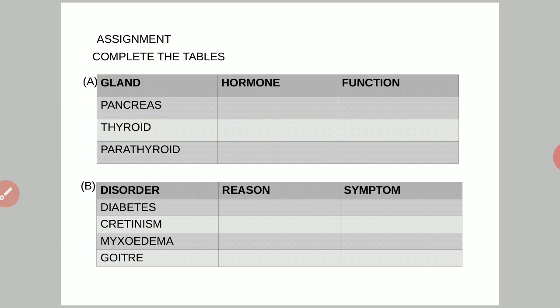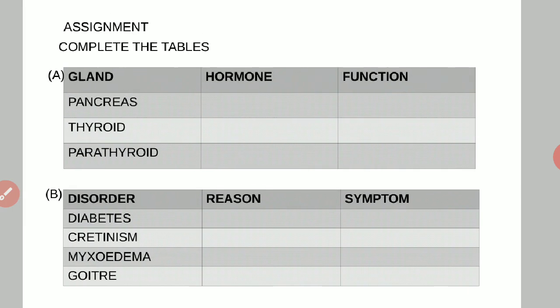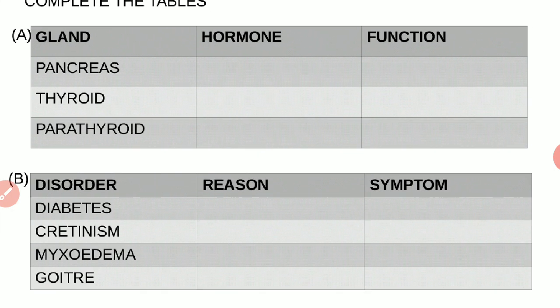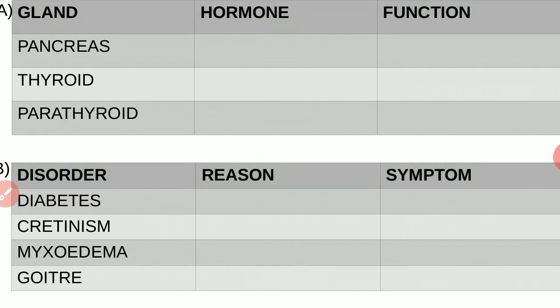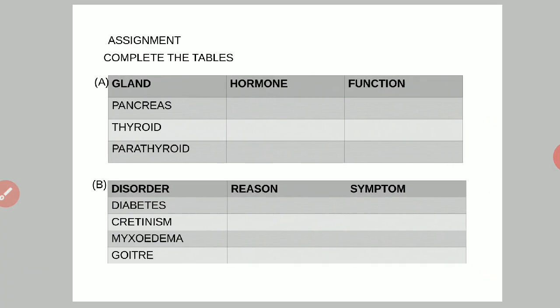There is an assignment. You complete this table, the table shown on the screen. The gland, hormone and function are given. The glands which we learned are pancreas, thyroid, parathyroid. You make a table in the notebook. Then disorder related. The disorders which we learned till now are diabetes, cretinism, myxedema and goiter. Reason and symptom. Okay, this you have to make in the notebook.